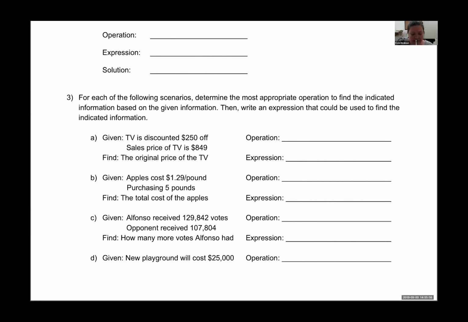A, it says I've been given that a TV is discounted $250 off, and the sales price of the TV is $849. I'd like you to find the original price of the TV. So you're going to add it. You want me to add again, and yet, David, again, most students would tell me subtraction here. Yeah. Someone in this group was thinking subtraction, don't feel bad.